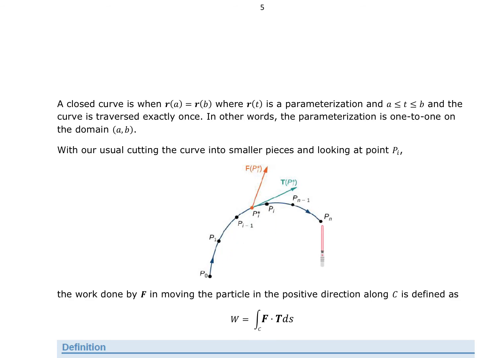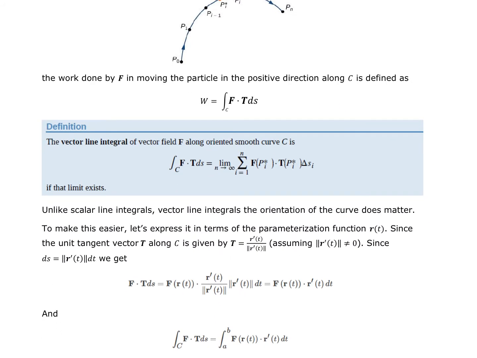Now this is what we're doing. So we have these points on this curve. Here's our curve, here's our vector field, and here's our tangent at some given point. We still cut them up into our usual smaller pieces. We still do the summations, and what we end up with is the work is equal to the vector line integral evaluated across this curve C of F dotted with T, our tangential vector.